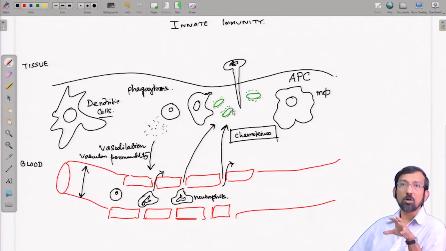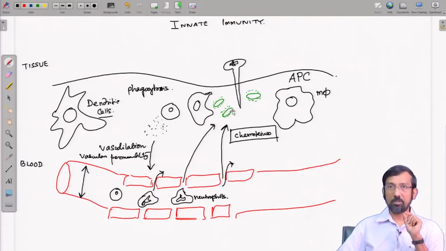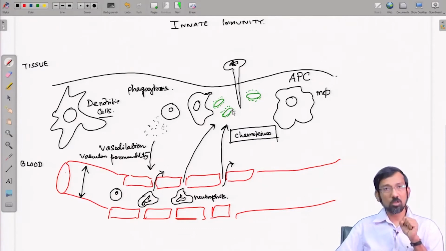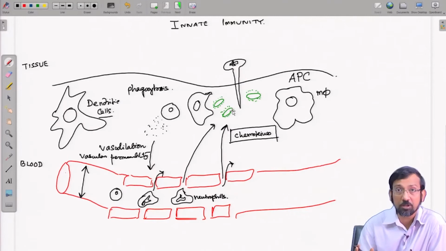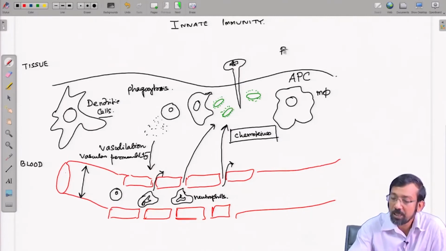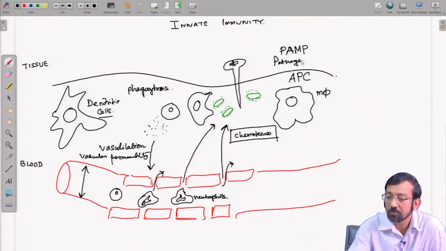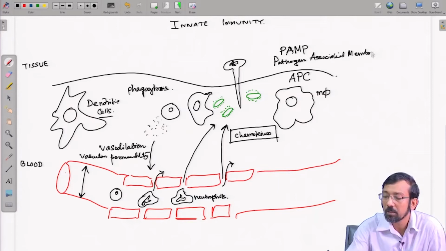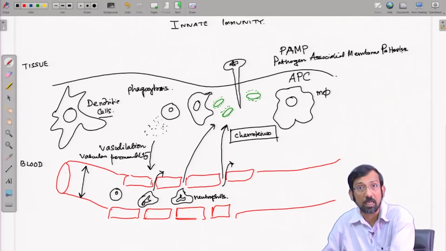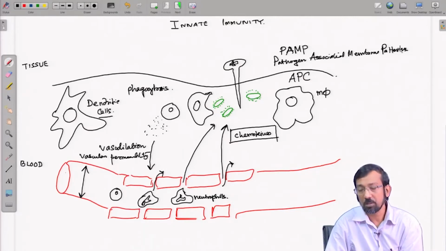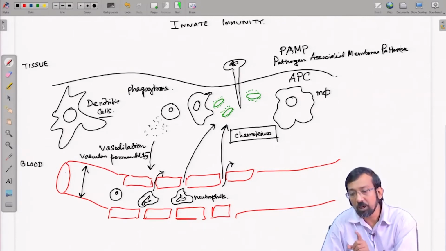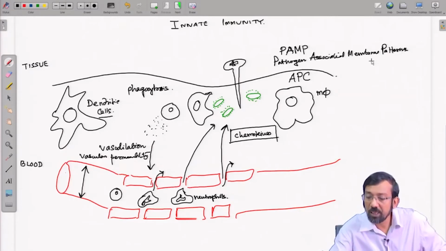Now, how do the cells of the immune system actually recognize these bacteria or foreign pathogens? There is a specific feature on the surface of the bacteria which we describe as PAMPs, which is also known as pathogen associated membrane patterns. Now, these patterns are recognized by specific receptors which are known as pattern recognition receptors. So, these are the PRRs.